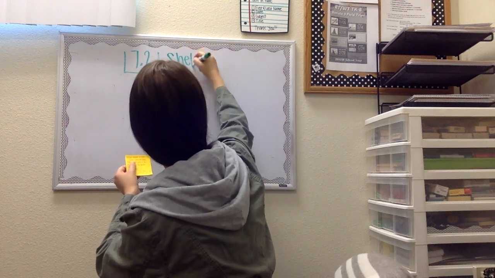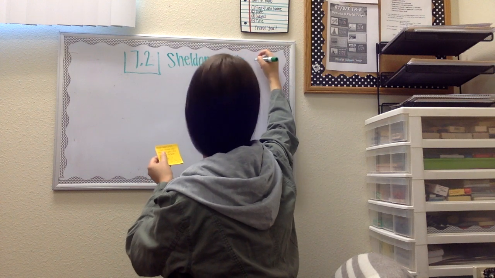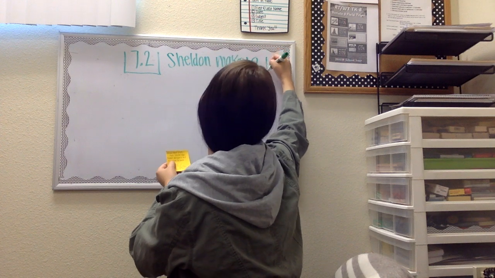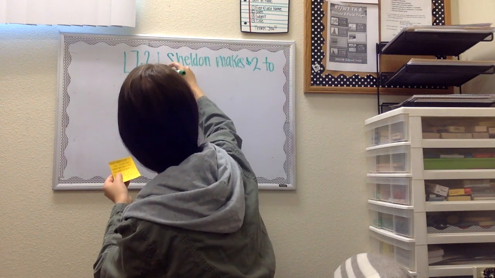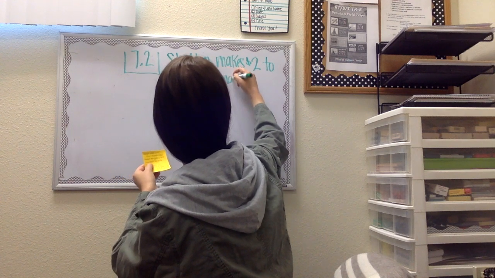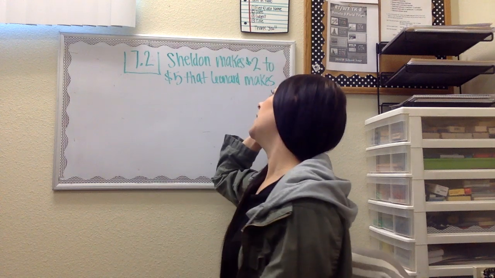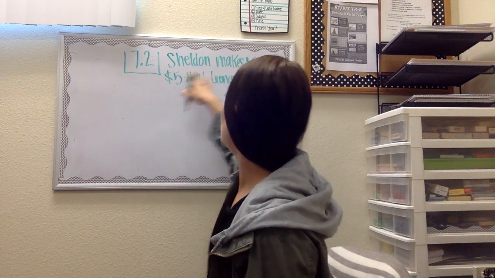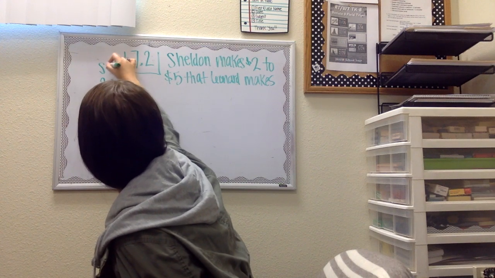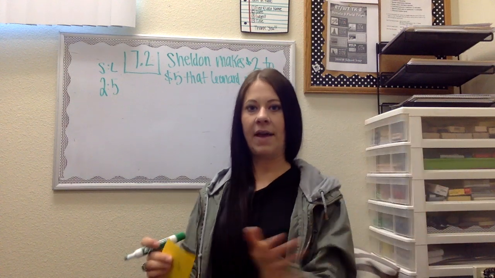So Sheldon makes $2, to the $5 that Leonard makes. Okay, so when I'm looking at Sheldon to Leonard, it's like a 2 to 5. So they're 2 to 5. Sheldon, Leonard, 2 to 5. So for every $2 Sheldon makes, Leonard makes $5.